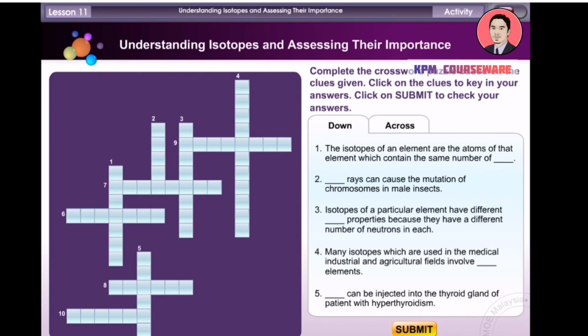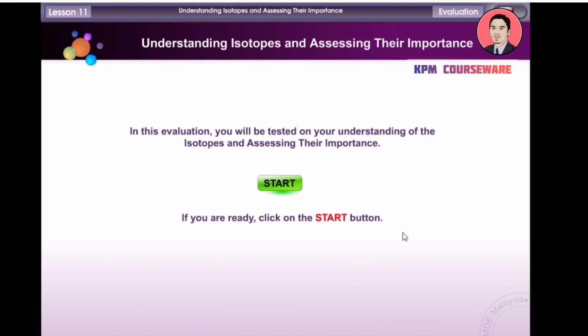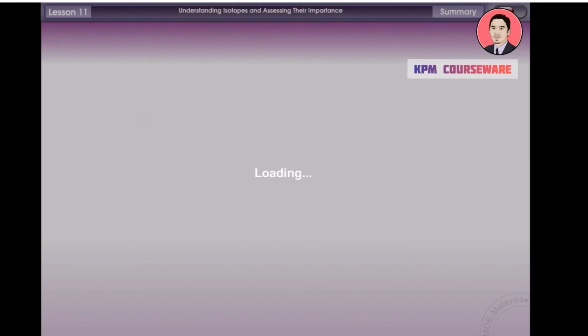Complete the crossword puzzle. In this evaluation, you will be tested on your understanding.